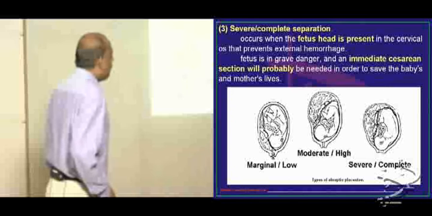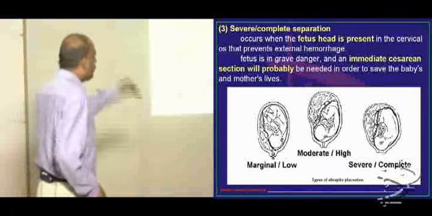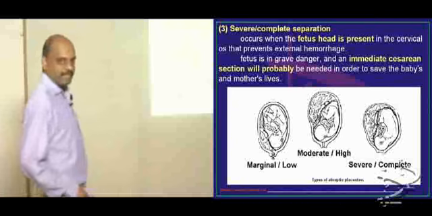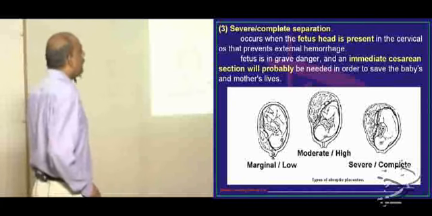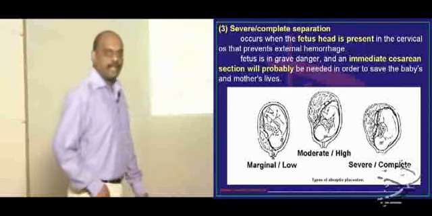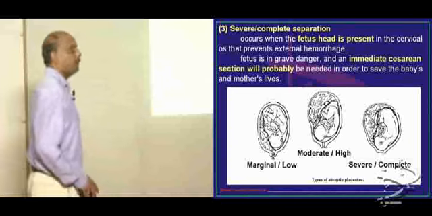It occurs whenever the fetal head is present in the cervical os and that prevents the external hemorrhage, and the fetus also is in grave danger here. So here, no more talking: an immediate cesarean section needs to be done in order to save the baby and the mother's life, is what I want to underscore to all of you.